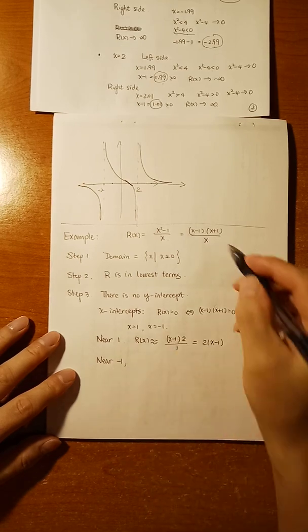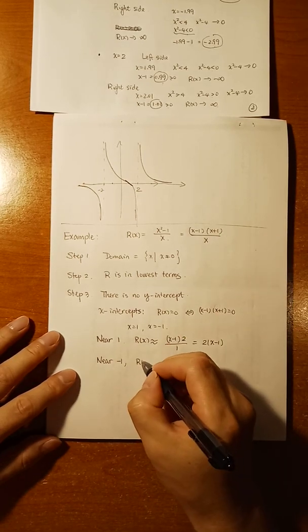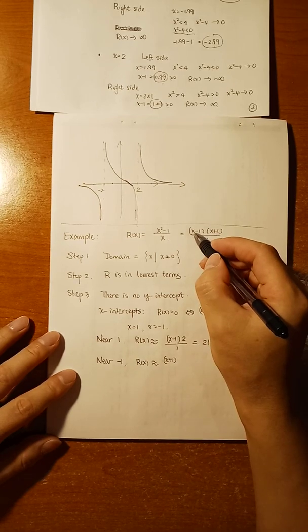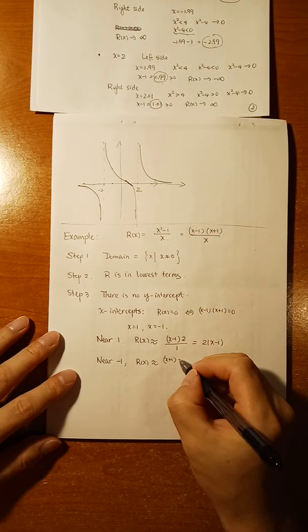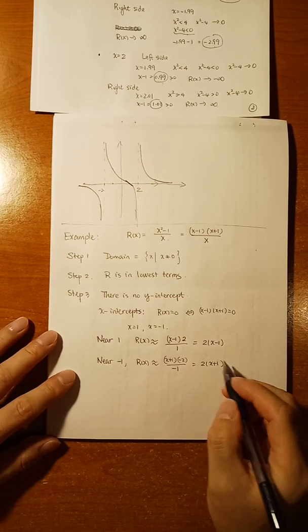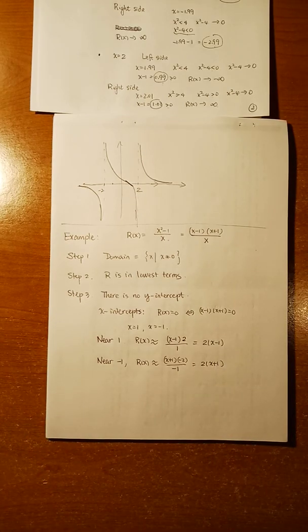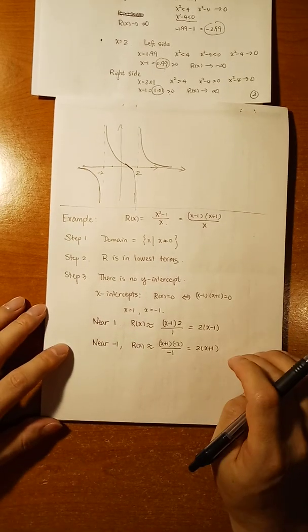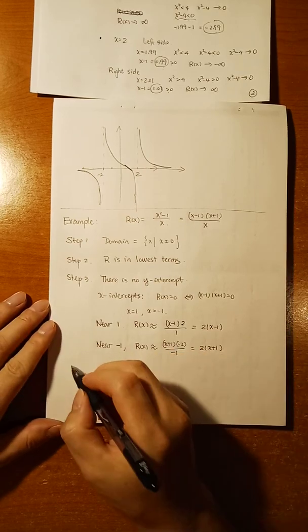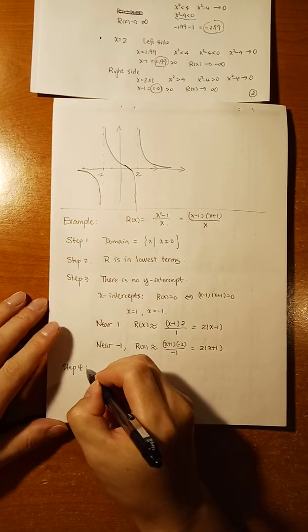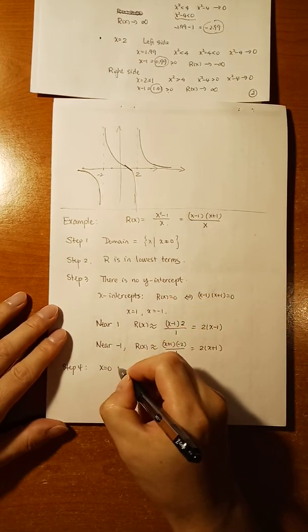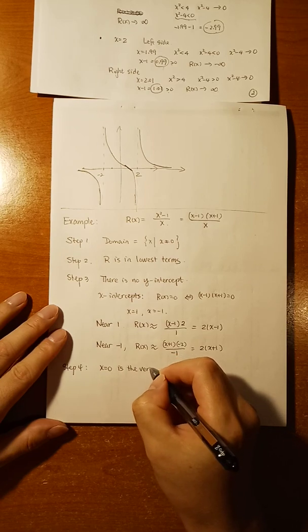Near negative 1 comes from x plus 1. So you keep x plus 1. And then here you use negative 1. Negative 1 minus 1 is negative 2 over negative 1. So it's 2 times x plus 1. It's also a linear function with slope 2. Okay, this is the behavior near the x-intercepts. And step 4, vertical asymptote. There's only one vertical asymptote. X equal to 0 is a vertical asymptote.